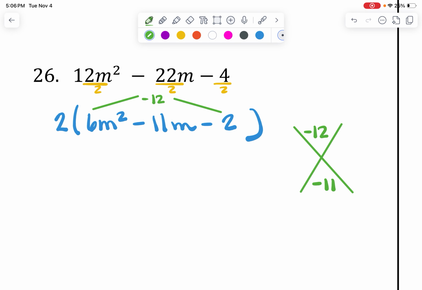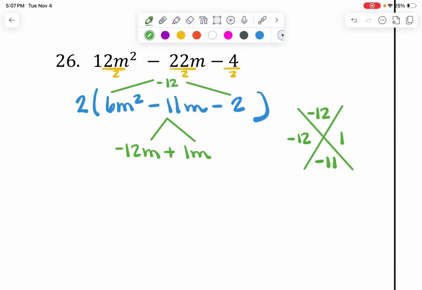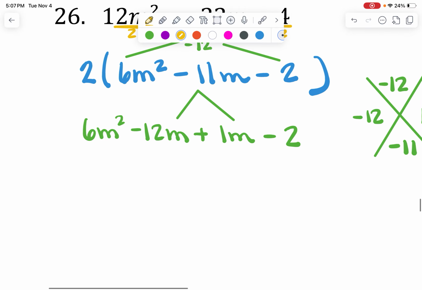And you can pause the video if you'd like and go check your calculator out. But I know that that's going to be negative 12 and 1. So that means that this negative 11m was created from a negative 12m plus 1m. You don't have to put the 1 if you don't want to. And then I'm going to bring down my minus 2 and my 6m squared. And yay, I've turned my trinomial back into its original 4 terms, only so I can split it down the middle and take the GCF of each half.